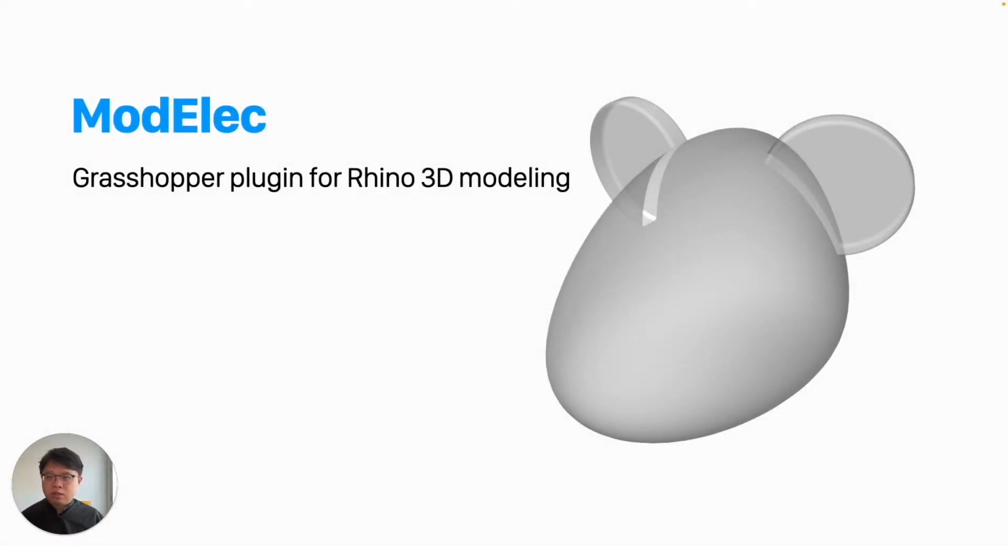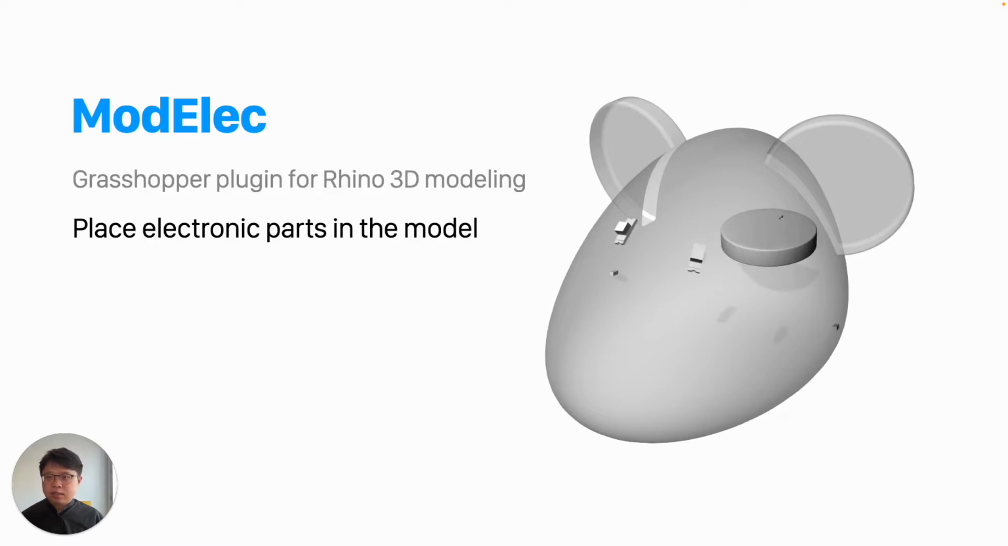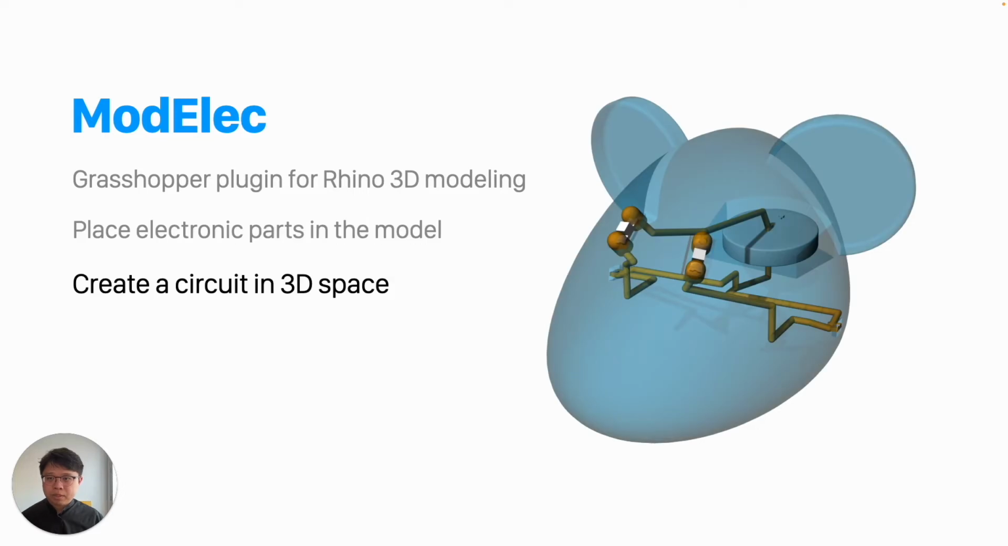To answer those questions, we developed ModElec, which is a Grasshopper plugin for Rhino 3D modeling. It allows the designers to control the arrangement of external electronics in the 3D model. Finally, it also generates 3D circuit traces to connect all the embedded parts. The generated traces can be directly 3D printed in place with highly conductive materials. So the entire model, including the plastic body and conductive traces, can be fabricated altogether in one piece.